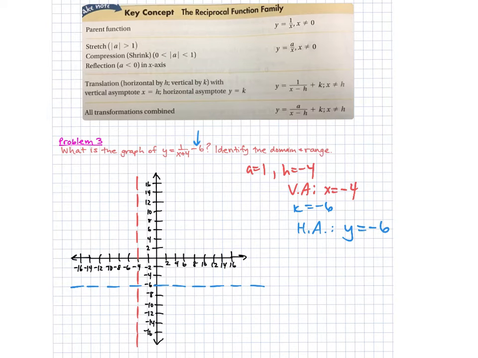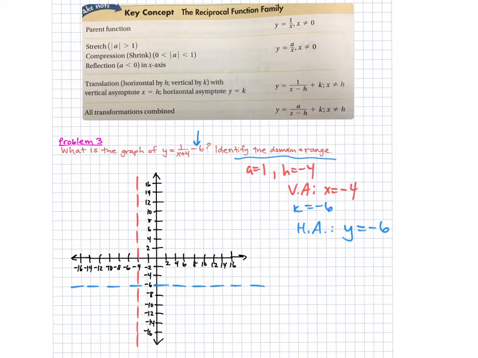Okay, and then it also says to identify the domain and range. So the horizontal asymptote and the vertical asymptote are not in the domain or the range, usually. There are some exceptions, but for what we're doing now, that's true. Okay, so now we just need to plot some more points.